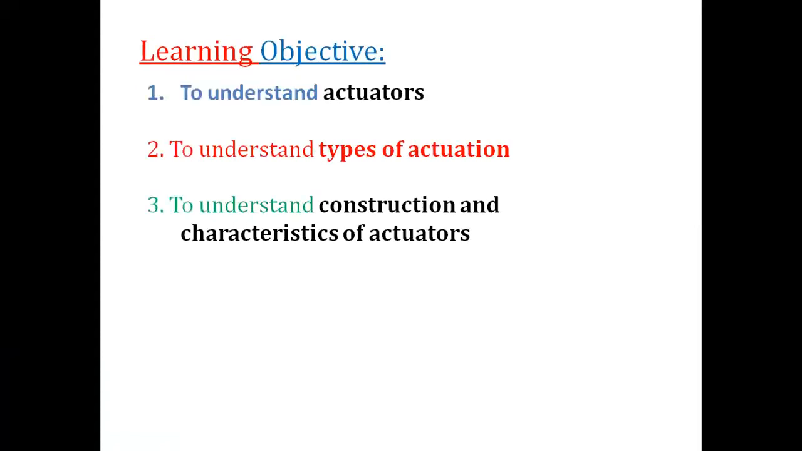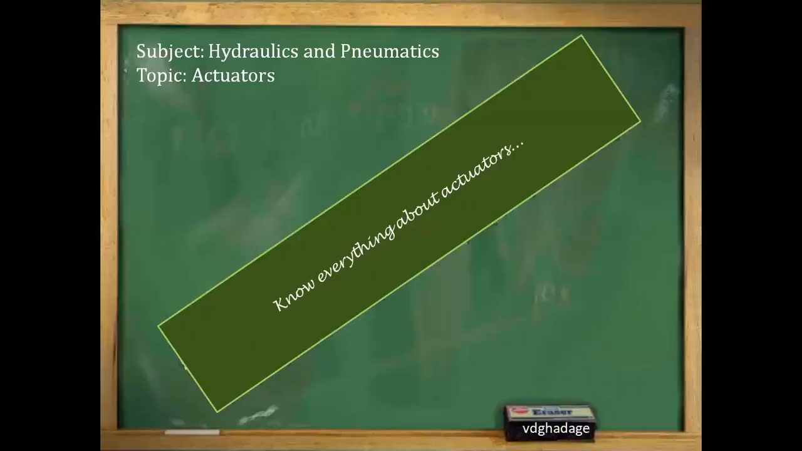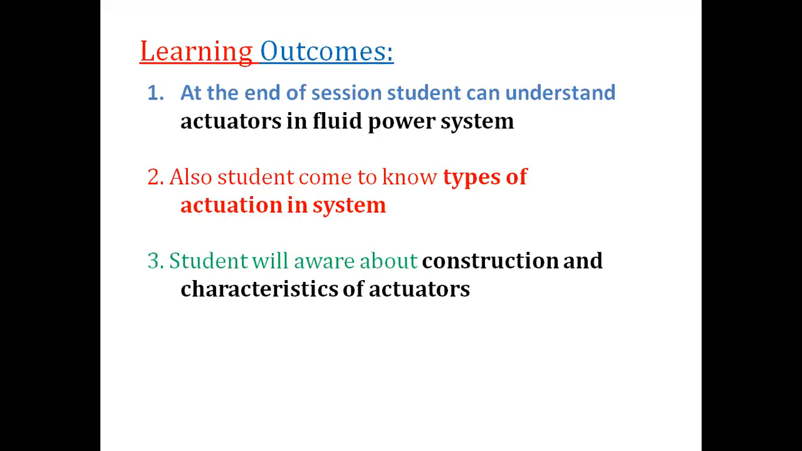Learning objectives: to understand actuators, to understand types of actuation, to understand construction and characteristics of actuator. At the end of the session, the student can understand actuators in fluid power systems. Also, the student can know the types of actuation systems. The student will be aware of the construction and characteristics of actuators.